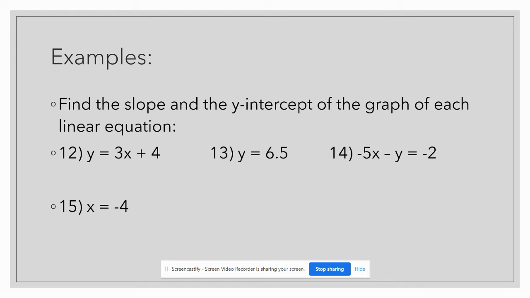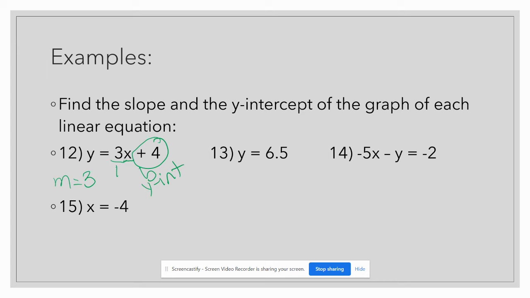Let's try a couple. Find the slope and the y-intercept of the graph of each linear equation. So all we're doing is finding the slope and the y-intercept. So in number 12, here's where x is. So the number in front of x is our slope. That makes our slope 3, or 3/1. You can write it either way, depends on if you want it to be in rise over run form or just as a slope number. And then plus 4 is our b, or our y-intercept.